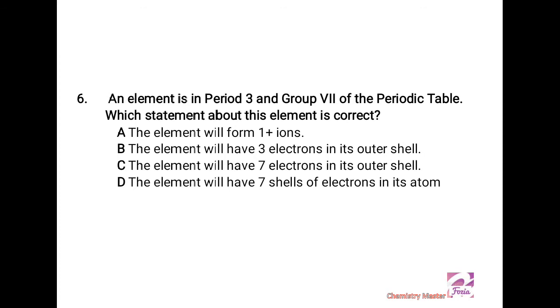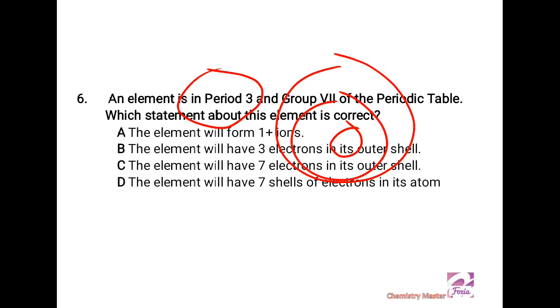When we see the position in the periodic table, the period number tells us how many shells of electrons are present in the element. If the period number is 3, there must be 3 shells in the structure. And the group number tells us how many electrons are present in the outermost or valence shell. So group number 7 means there must be 7 electrons in its valence shell, or third shell. So we see which is the correct answer.